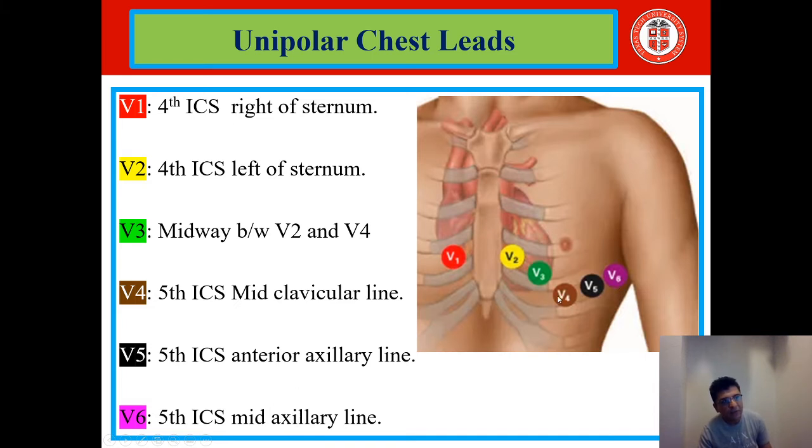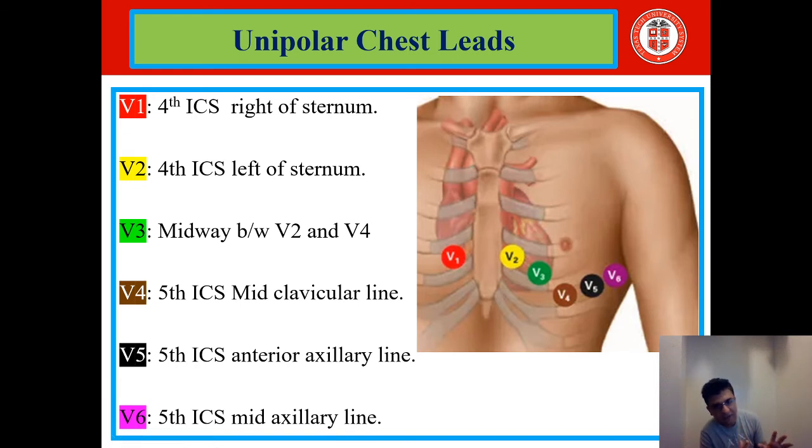So the idea is that V4, V5, and V6 are there in the 5th intercostal space, but they're at the mid-clavicular, anterior axillary, and mid-axillary lines respectively. You have V3 between V2 and V4, and both the V1 and V2 are there in the 4th intercostal space on the right and left side respectively. So I think it's pretty simple.